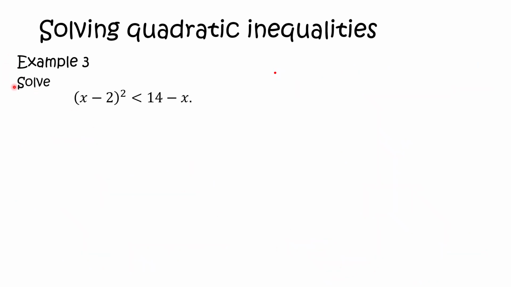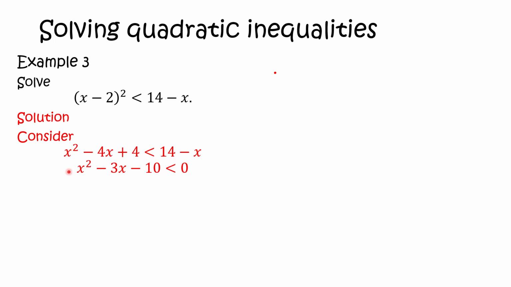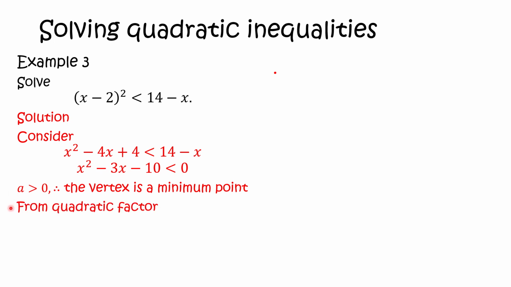Let's take a look at example 3. Solve (x minus 2) squared is less than 14 minus x. The solution. We consider moving what is on the right hand side of the inequality to the left hand side, so that we have x squared minus 3x minus 10 is less than 0. So as we can see over here, since our a is greater than 0, the vertex should be a minimum point. And of course, from the quadratic factorization, we are going to have (x minus 5)(x plus 2) is less than 0.